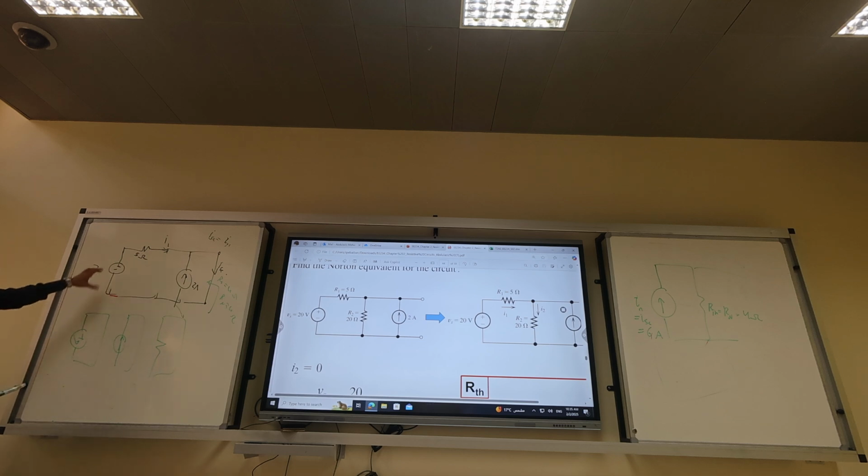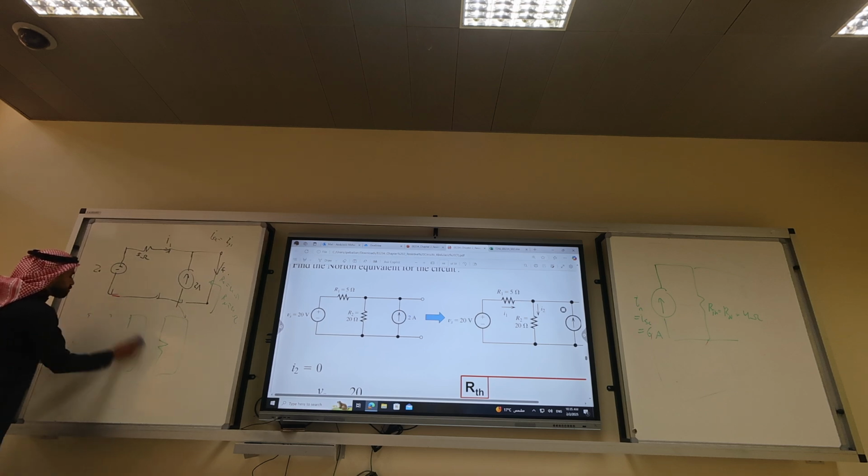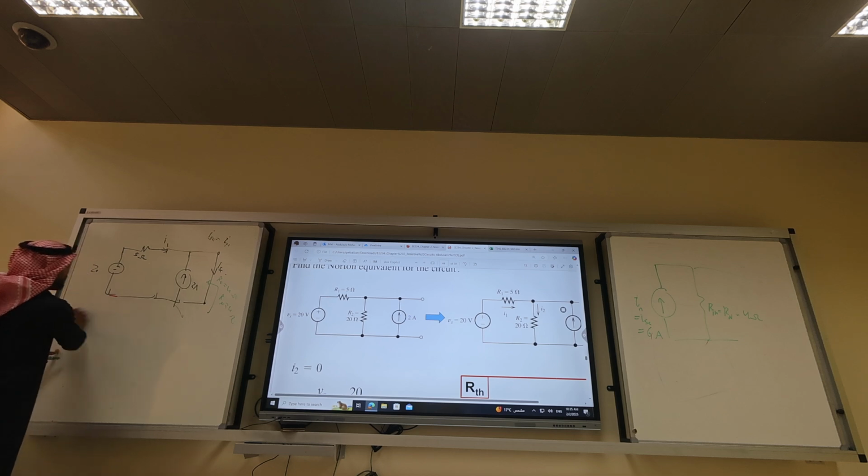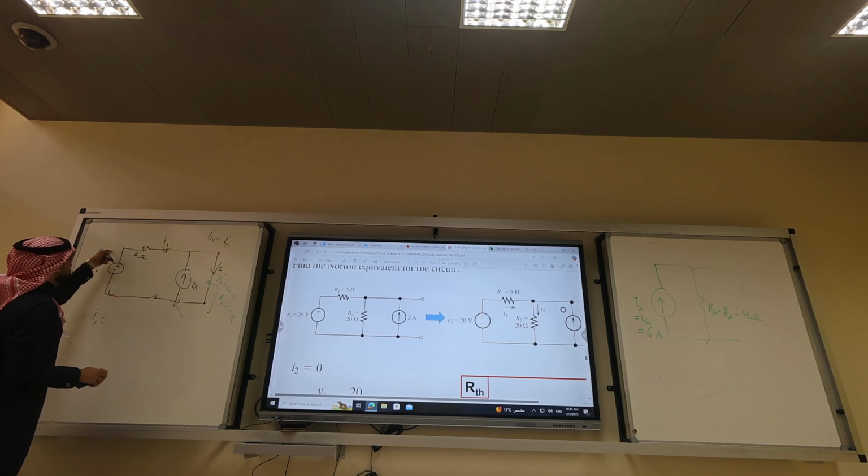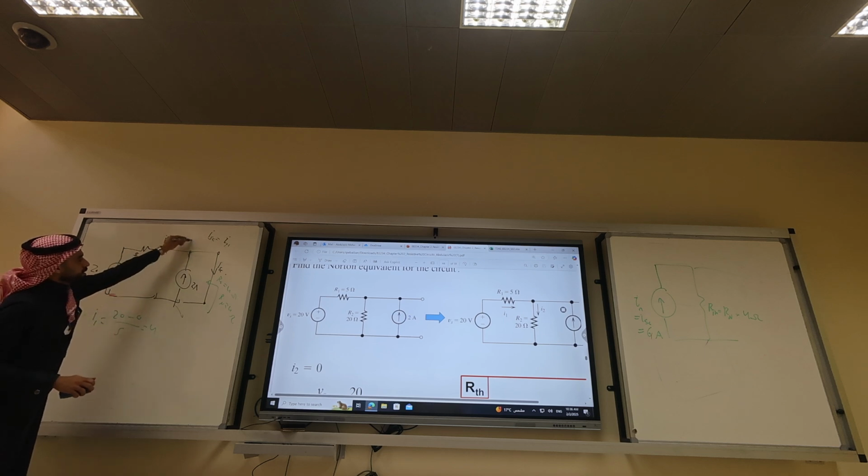What we did is we did the simplest calculation, the node voltage ultimate formula, and we said I1 equals 20 minus 0 over 5, which is 4. KCL here.